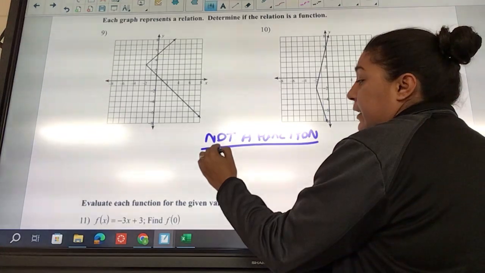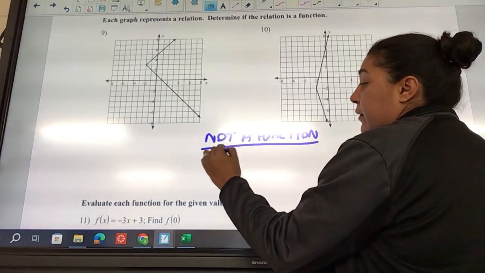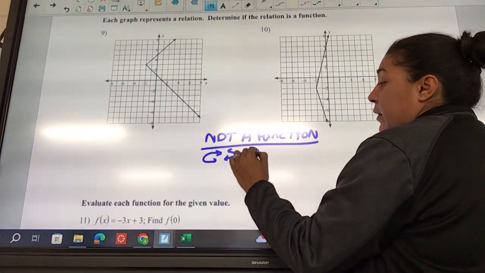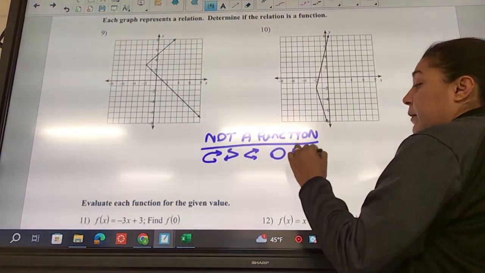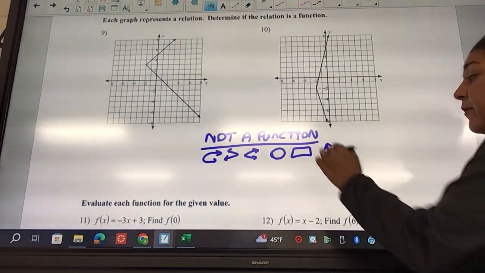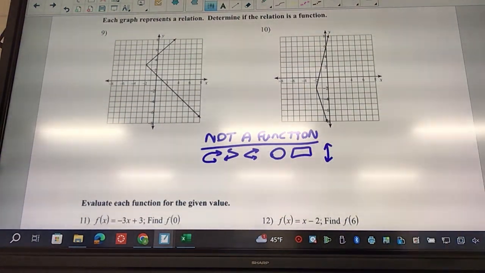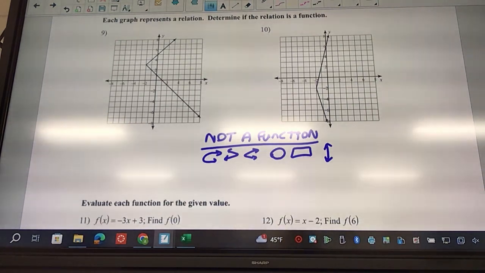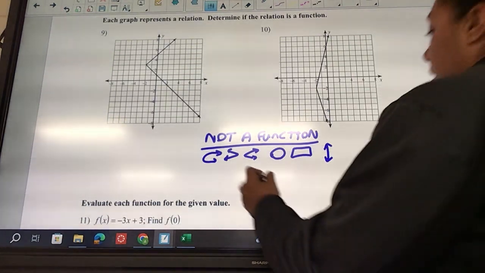Anything that's going to be sideways, no matter which way it is, any closed shape, or a vertical line going up and down. Those are all examples of not a function. A triangle would be not a function. Something like a shape of an S would not be a function.